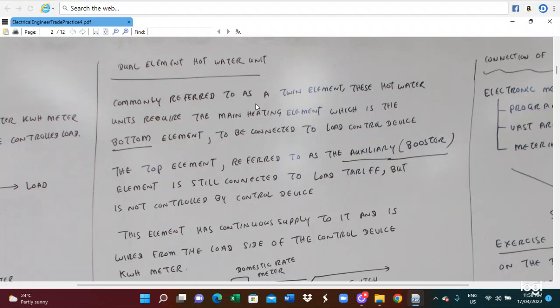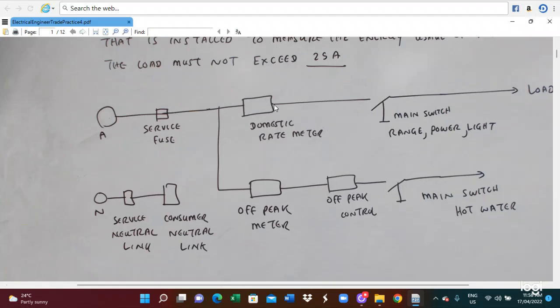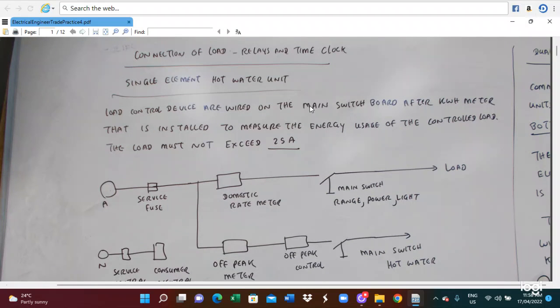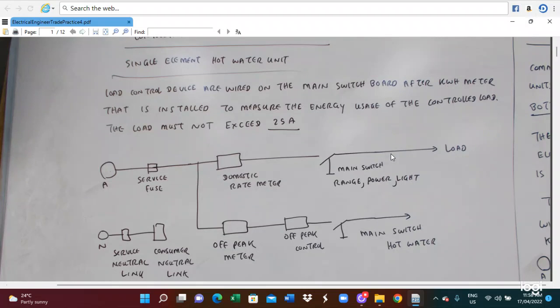Okay, in electrical engineer trade practice 2, we are talking about the connection of the load relays and the time clock. If you are connecting a load relay and time clock, this is the arrangement for a single element hot water unit. All the load control devices are wired on the main switchboard after the kilowatt hour meter. This is installed to measure the energy usage of the controlled load. The load must not exceed 25 MVA.